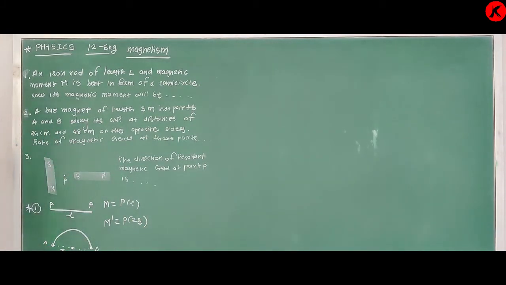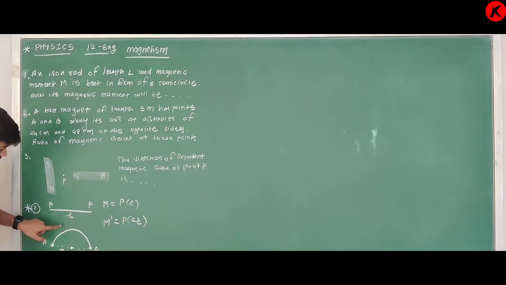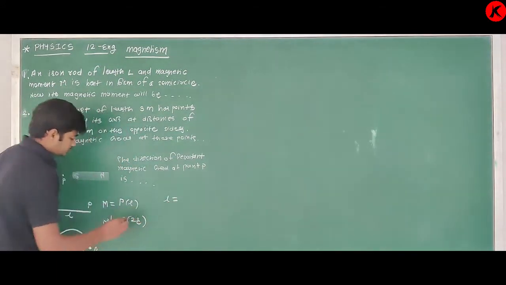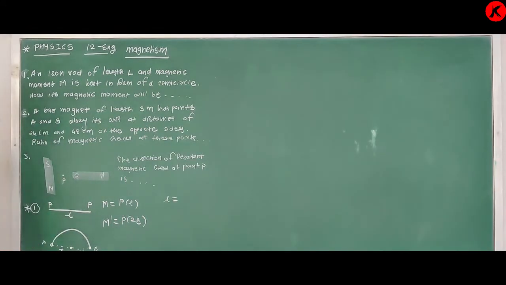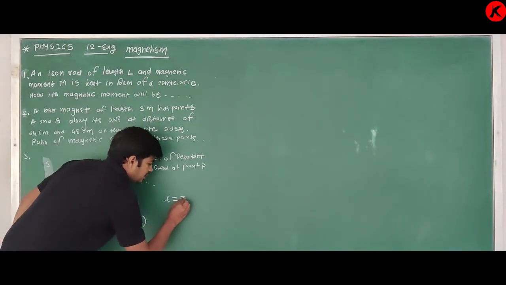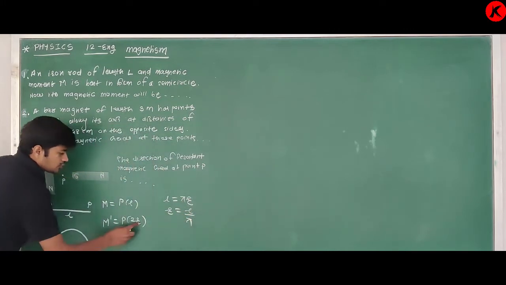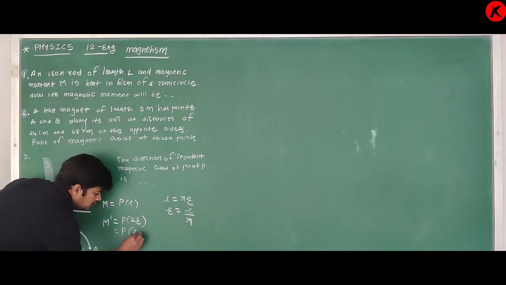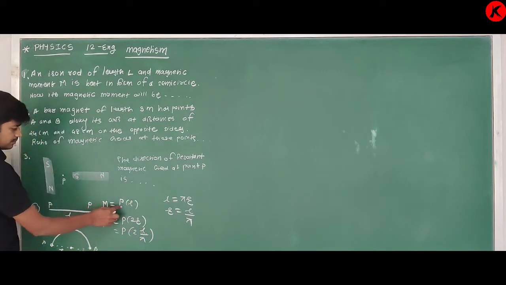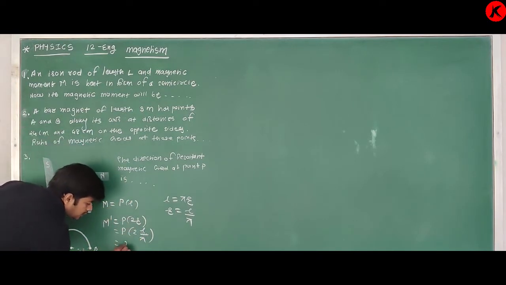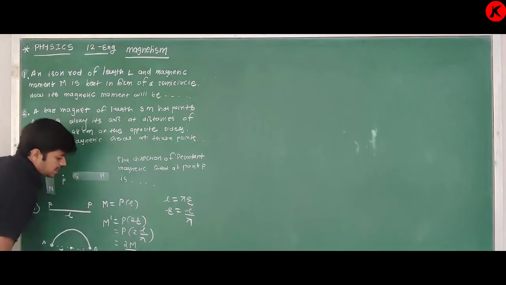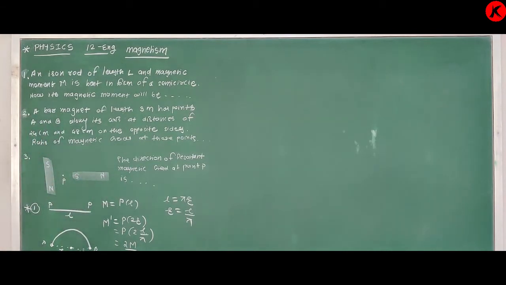But what is the value of r? This wire is bent in the form of a semicircle. So I can write L is equal to the length of the semicircle, which is half of 2 pi r, that is pi r. So r is equal to L upon pi. Now P L is equal to M. So M' is equal to 2M upon pi. Yes, it is 2M upon pi. So that is the answer of the first question.